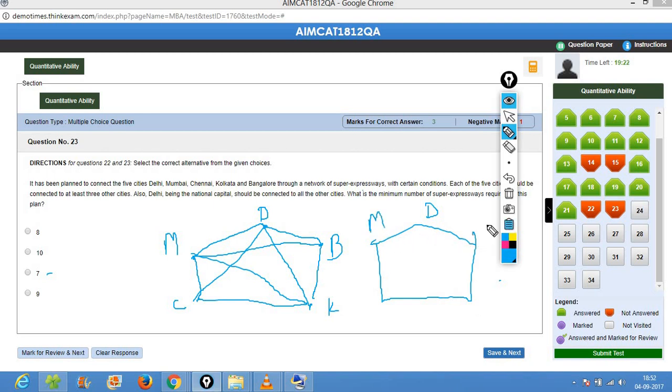D M B C K. Okay, so it is connected to this one, but it is not connected to this city and this city. Let's connect this one. Now Mumbai is connected with three. Each of the five cities should be connected to at least three other cities. So suppose we make this line. Now you can see that this connects perfectly fine, 1, 2, 3, perfectly fine. This perfectly fine. This perfectly fine. So how many lines? 5, 6, 7, 8.